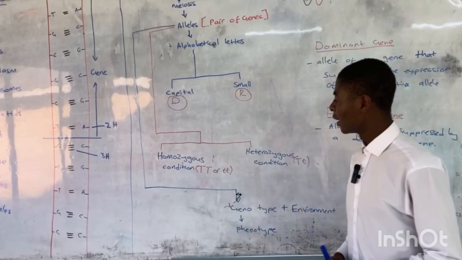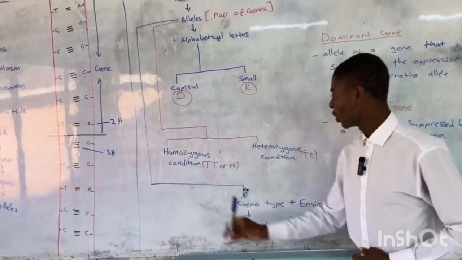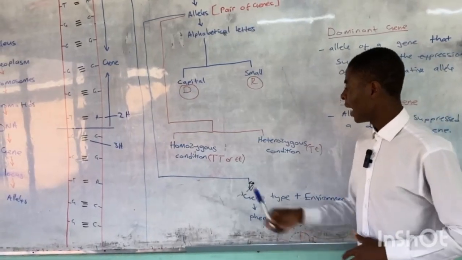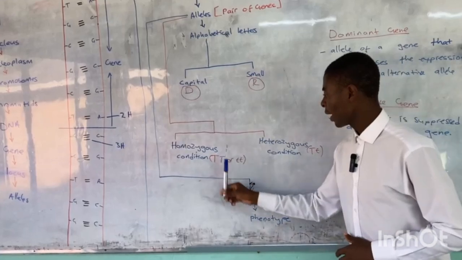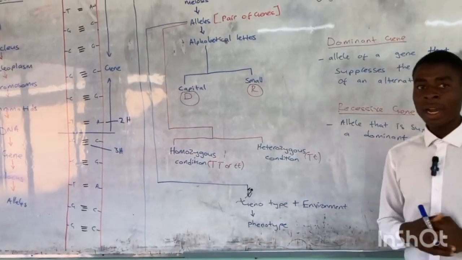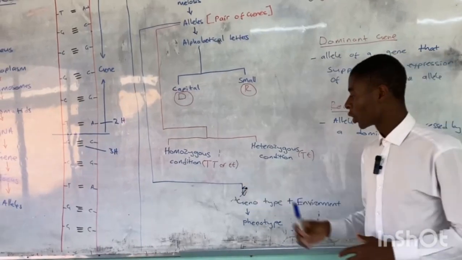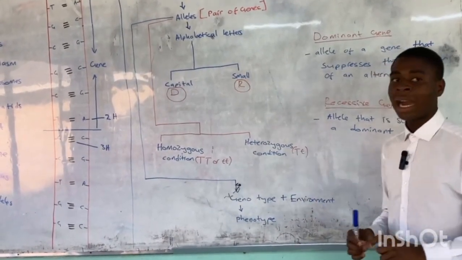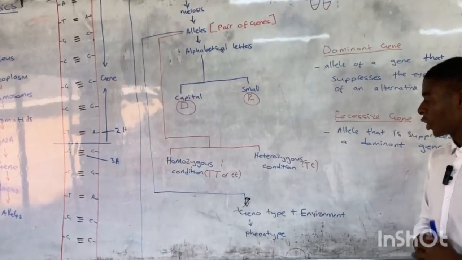These alleles exist in 2 conditions, which are called homozygous condition and heterozygous condition. If our alleles are identical but dominant, that condition is called homozygous dominant. If our alleles are identical but in recessive form, this condition is called homozygous recessive. And if our alleles are not identical, this condition is called heterozygous condition.